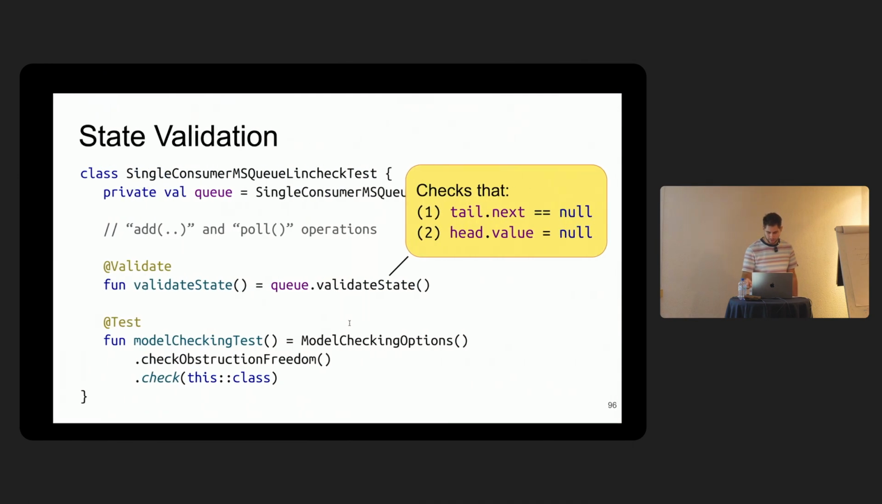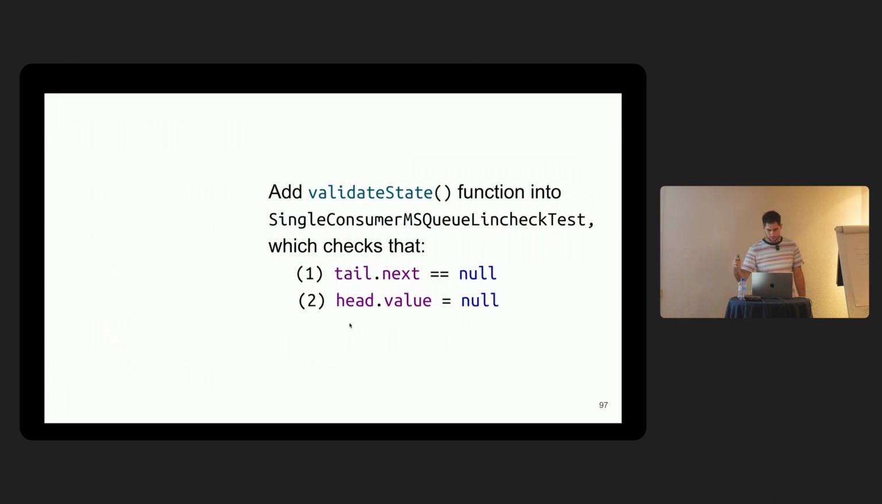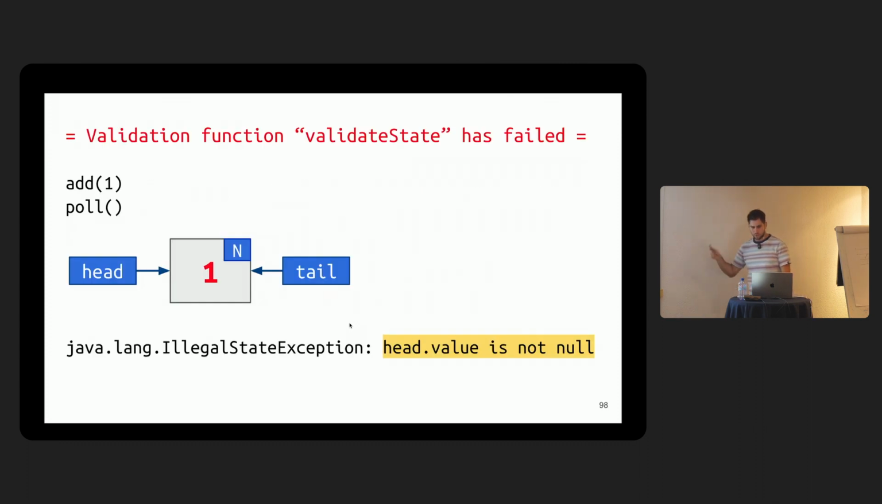Let's go to the slides. We see that we added one, then we called poll, and then the validate state function failed with the error that head value is not null. The state was that the dummy node still contained the extracted element because we didn't clean it.